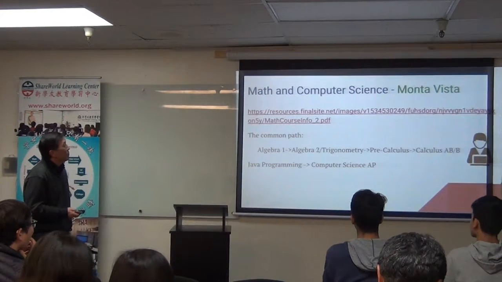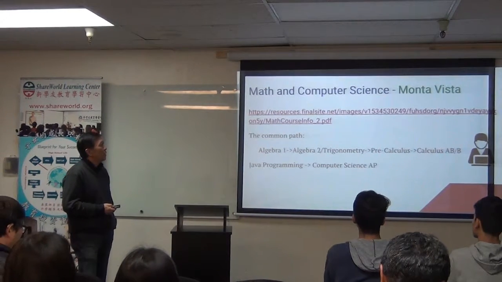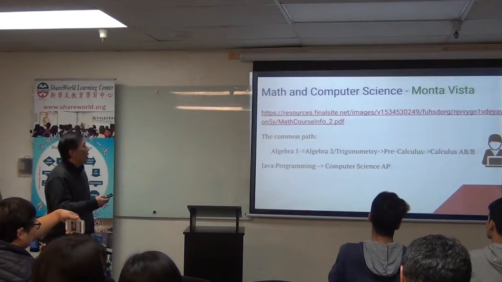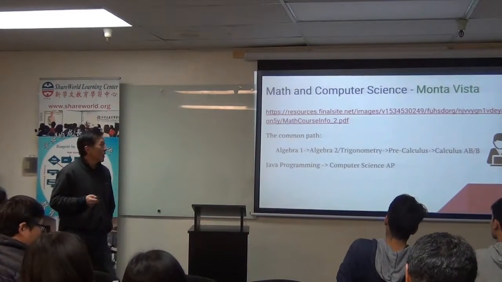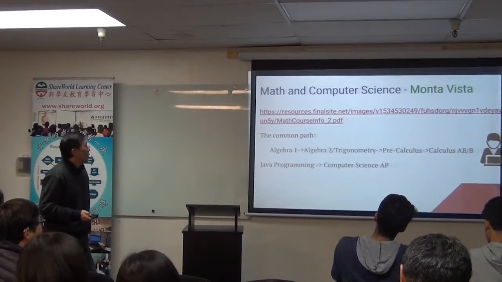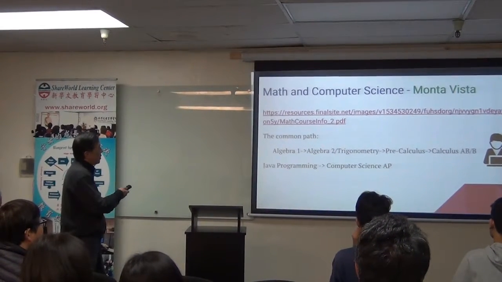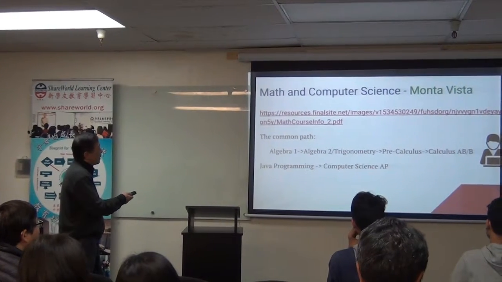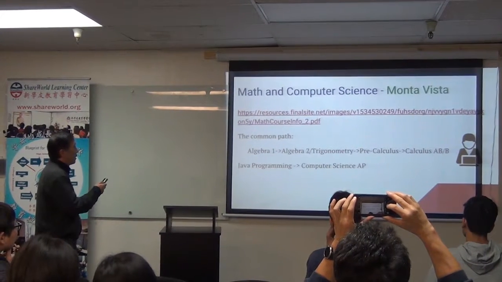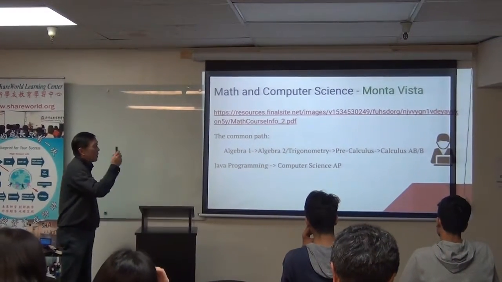So now, what does high school offer right now? I take Monte Vista as an example, right? As we see from the requirement, math and taking some computer science classes is very important, right? I find most high schools' paths are like this. You take Algebra 1, then Algebra 2 trig, then pre-calculus, calculus AB, and in parallel, you take Java programming in order to take the computer science AP.